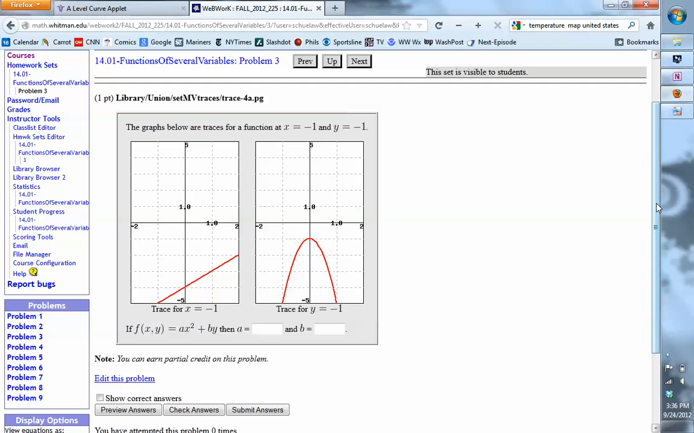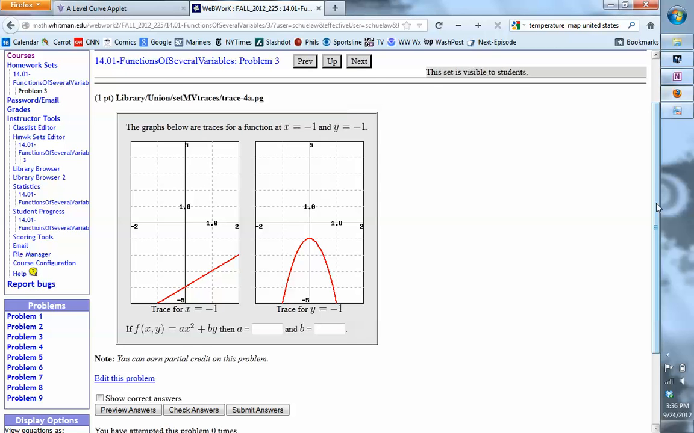Well, while you're thinking about that, if this is the trace for x equals -1, what variable is along this axis? Y. And this? Z. And so here, this is x, and this is z. Okay, good. A plus by, set that equal to -1. Yeah, you're allowed to use the graph here. Use the numbers from the graph. See if you can infer from the graph what a and b are. I don't want an answer, okay?